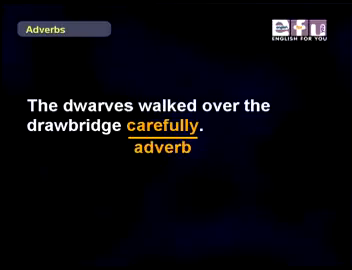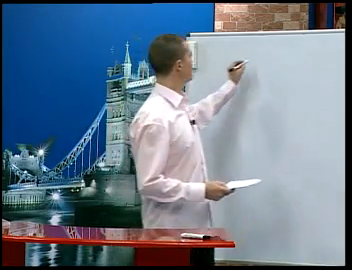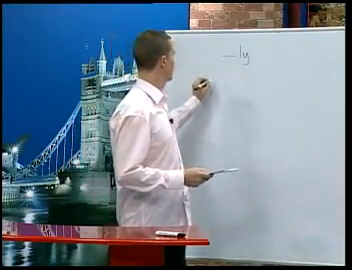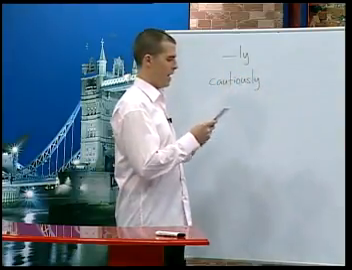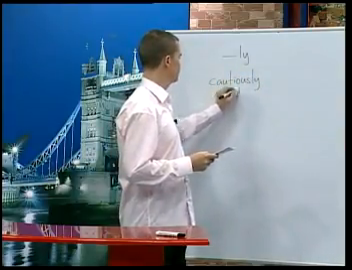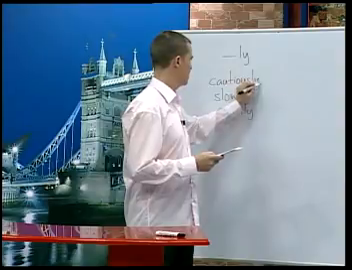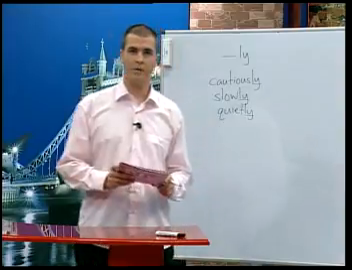Now, in the second sentence, carefully is an adverb, and it describes the verb to walk. How did the dwarves walk? They walked carefully. Now, many adverbs end in ly. Some examples are cautiously and slowly and quietly. These adverbs usually come at the end of a sentence.